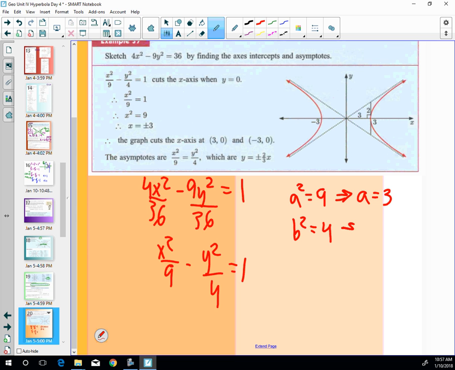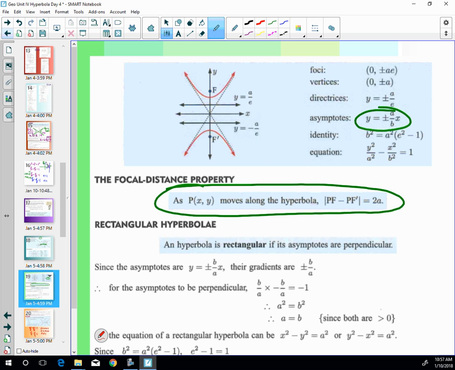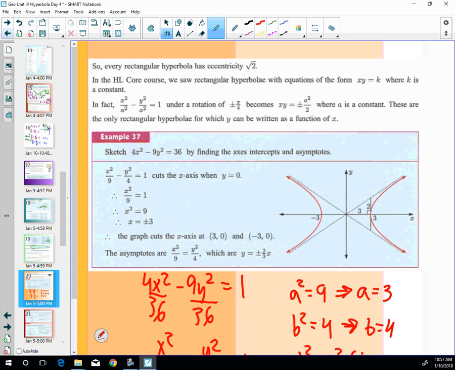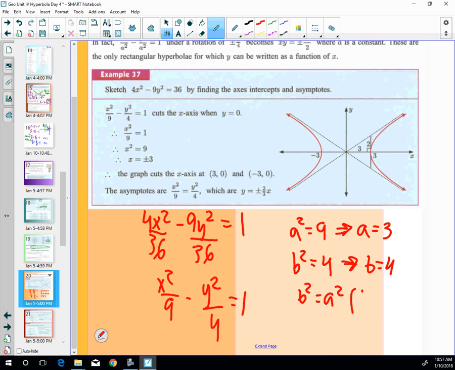So, excuse me. So b squared equals a squared times 1 minus e squared. Let me double check that, because I think that's wrong. Yeah, it is. I need to switch that: it's e squared minus 1. Why do I need to do that? Aiden, can you help me out here? So this is e squared minus 1.